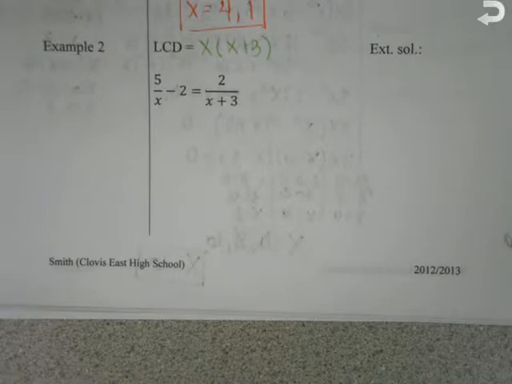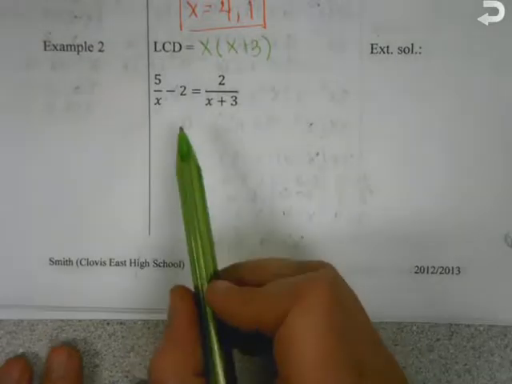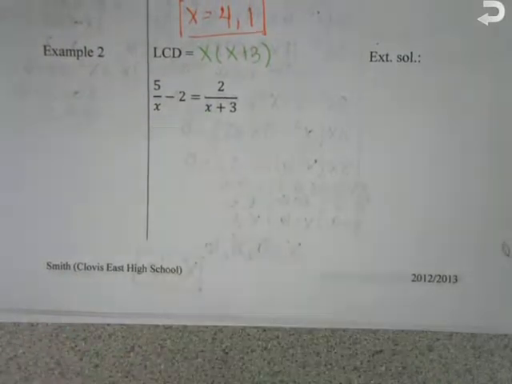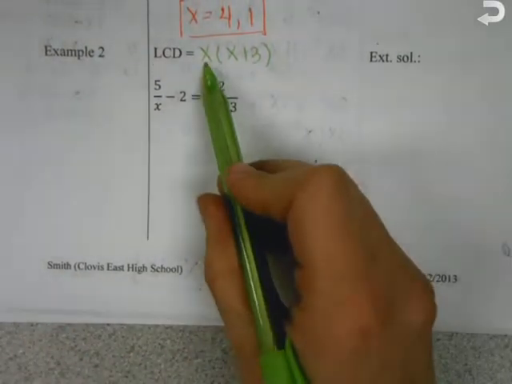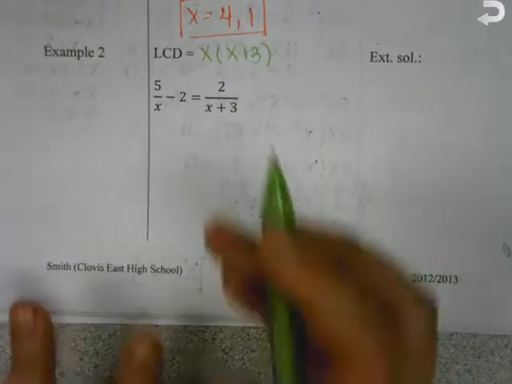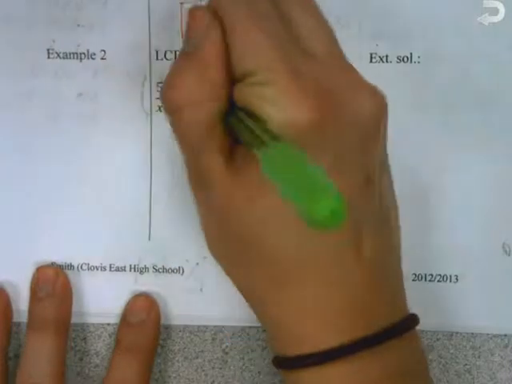Because remember, we circle everything that's in common. These two don't have anything in common, so we just include everything that's not. So our LCD is x times x plus 3. That's how we find it. So you're going to multiply every single term by x times x plus 3.